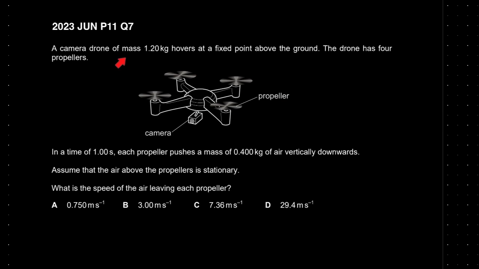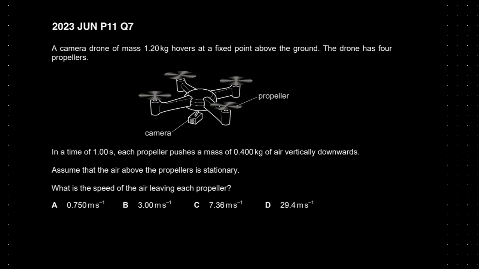A camera drone of mass 1.2 kg hovers at a fixed point above the ground. The drone has 4 propellers. In a time of 1 second, each propeller pushes a mass of 0.4 kg of air vertically downwards. Alright, now let's read the statement again but slowly. In a time of 1 second, each propeller pushes a mass of 0.4 kg of air vertically downwards. Assume that the air above the propellers is stationary. What is the speed of air leaving each propeller?